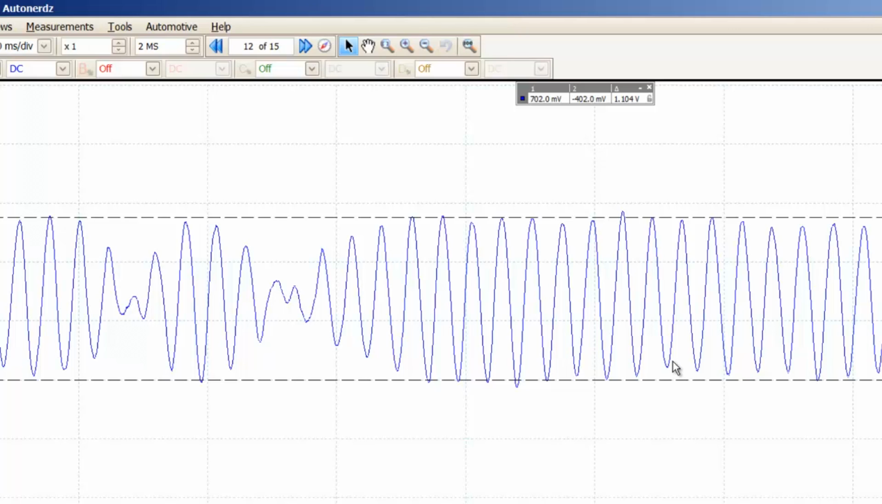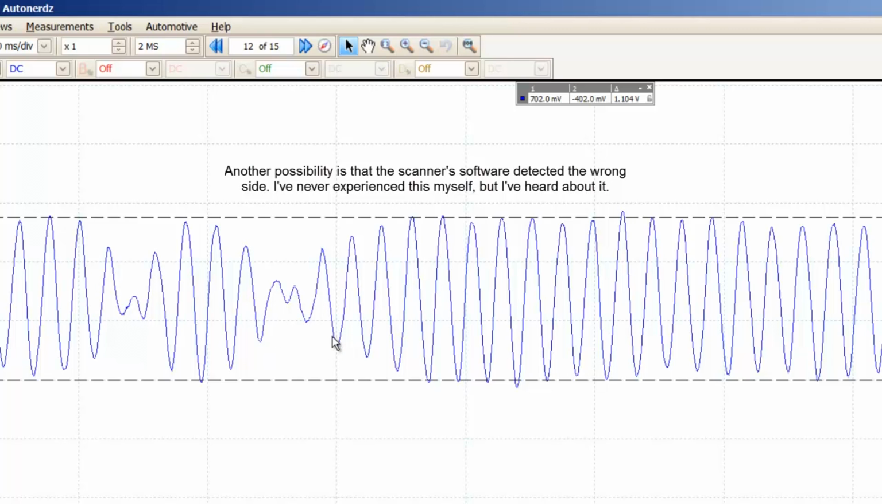Okay, so in the next shot, we're going to take a look at this right front wheel speed sensor. And what's a little bit crazy is this is the side that's supposed to be good, that the ABS computer did not throw a code for. All right, so that'll be the next thing. Let's look at the other side.